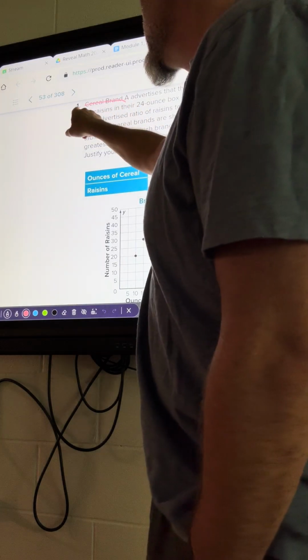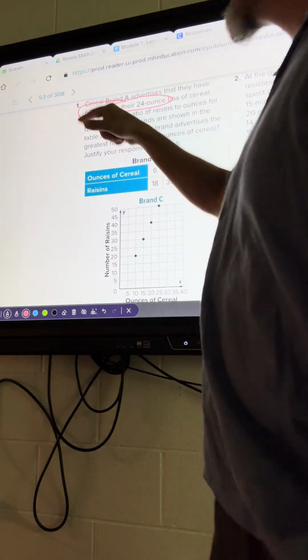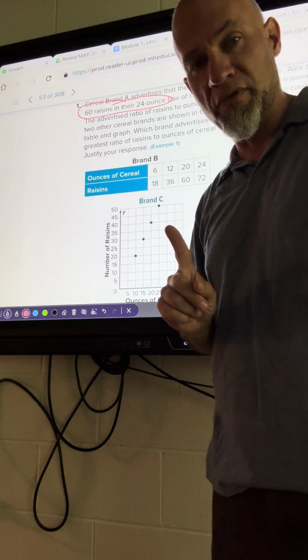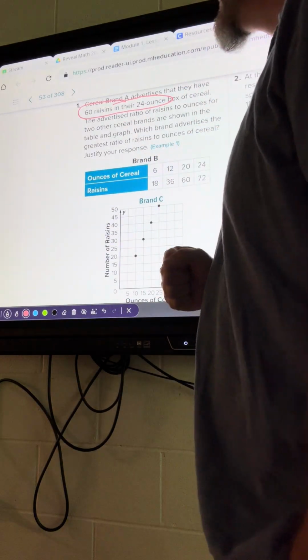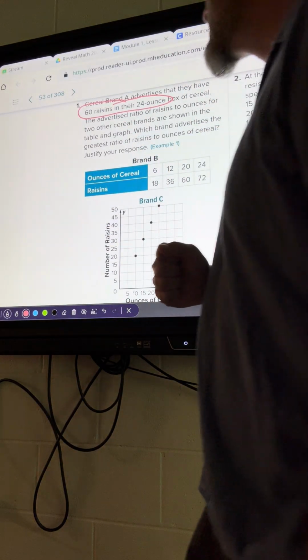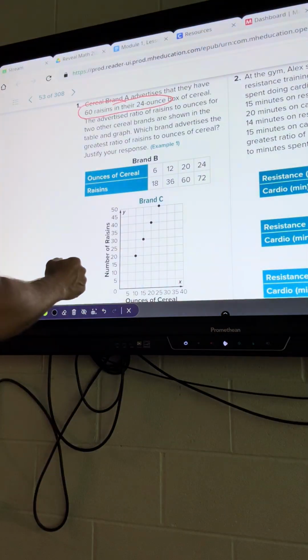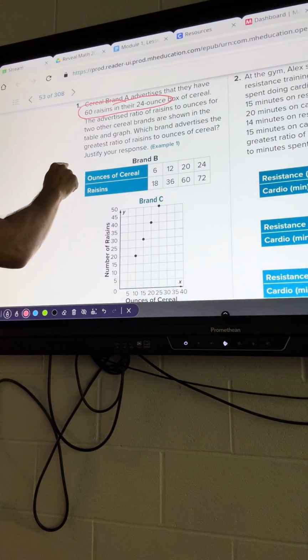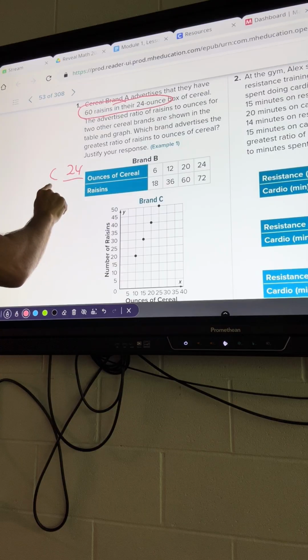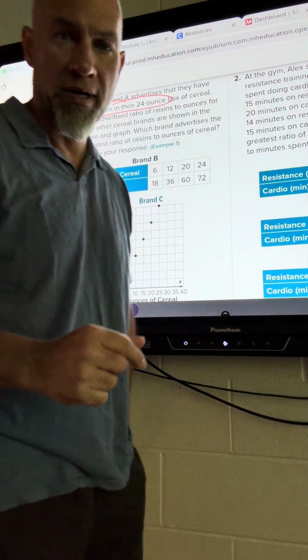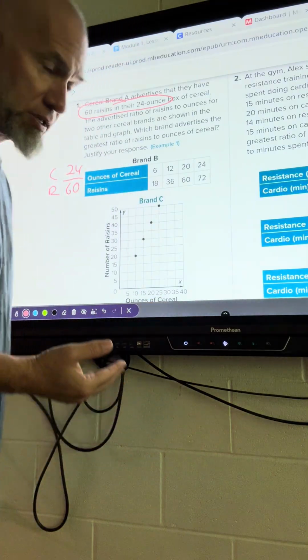This is just like the pizza problem from the other day. Remember when Paulo's Pizzeria only had one bit of information? This problem only gives you one piece of information for cereal brand A. And you know that its ounces of cereal is 24 and raisins is 60. So remember, we have to make a fair comparison, otherwise it wouldn't be accurate.